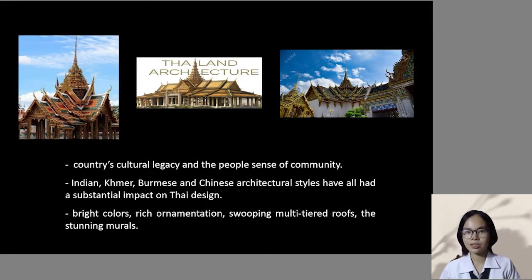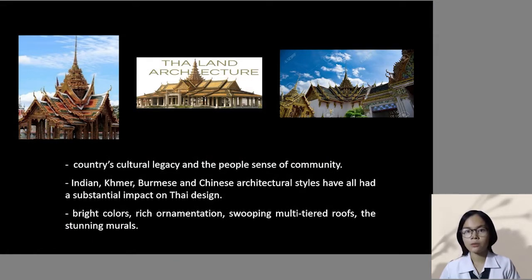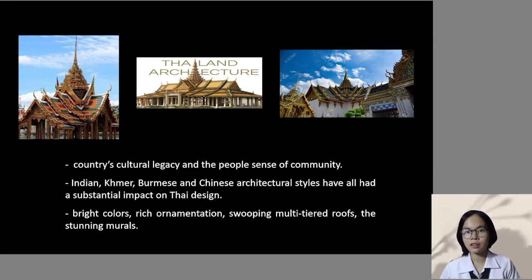Thailand architecture is a major part of the country's cultural legacy and the people's sense of community. It is rooted in the traditional design influences of its surrounding Asian countries. Indian, Khmer, Burmese, and Chinese architectural styles have all had a substantial impact on Thai design through the centuries. With its bright colors, rich ornamentation, sweeping multi-tiered roofs, and stunning murals, the architecture of Thailand is immediately identifiable.